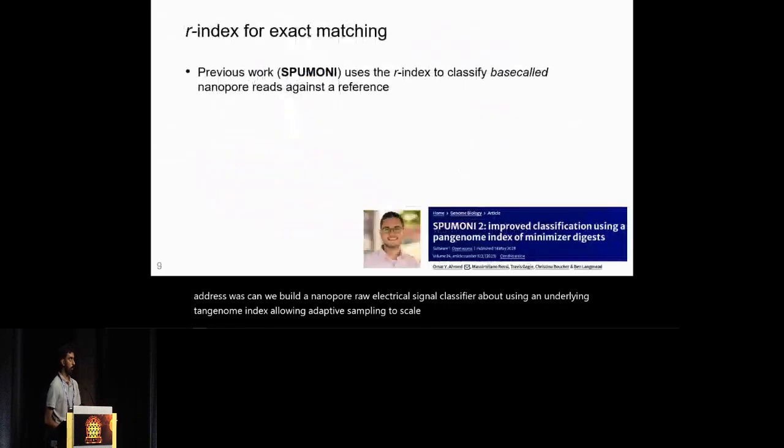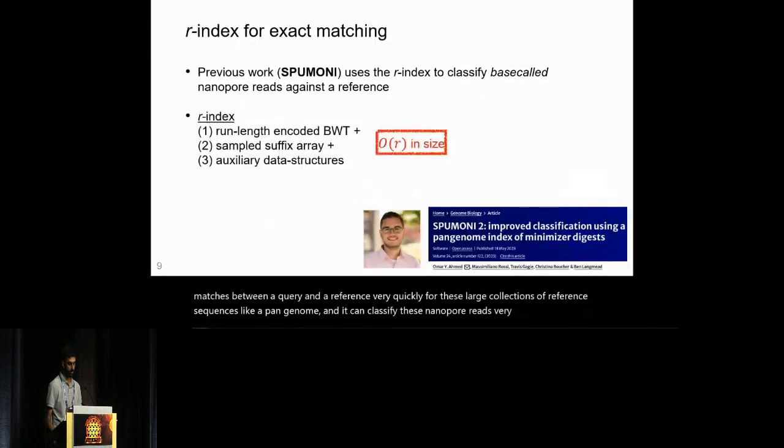And so one pangenome index is the R-index, which colleagues in our group have shown with a tool called Sigmoni that uses the R-index to classify base-called nanopore reads. It showed that the R-index can compute exact matches between a query and a reference very quickly for these large collections of reference sequences like a pangenome, and it can classify these nanopore reads very well. So what is the R-index?